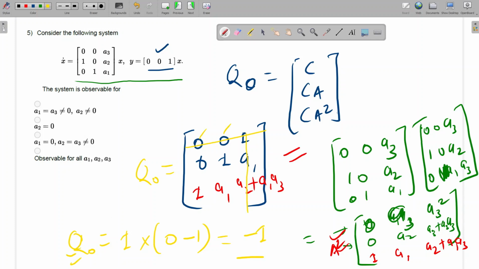But based on this type of form you should remember: if it comes in this kind of form, it will always be observable. No need to solve for this one, directly we can take this answer. Is it clear to all?